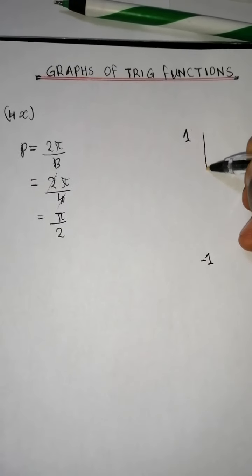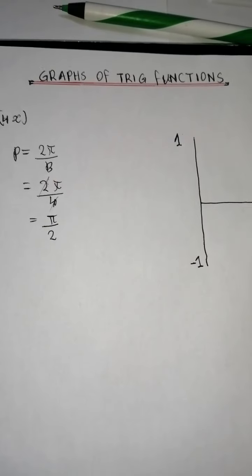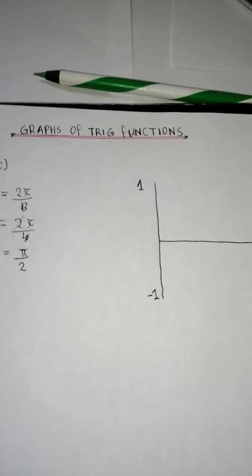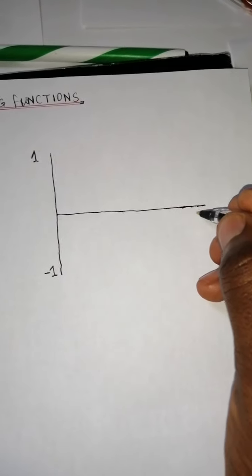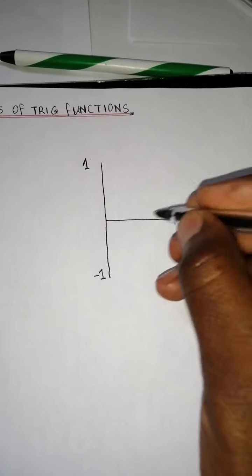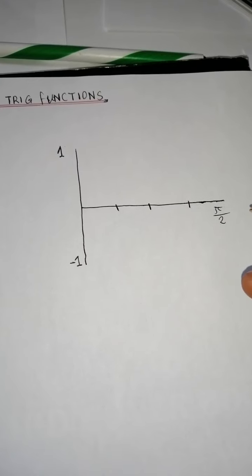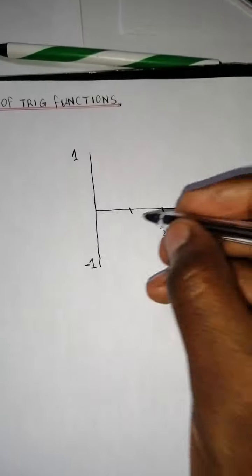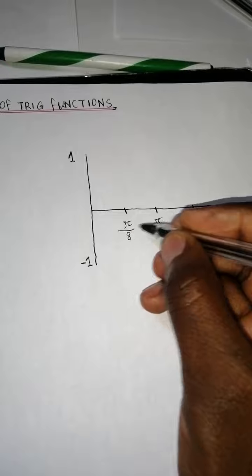It will be something like this. So we have the period, which is pi over 2. What is half of pi over 2? Half of pi over 2 is pi over 4. And what is half of pi over 4? Half of pi over 4 is pi over 8.